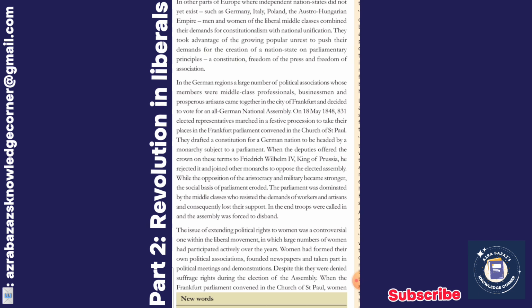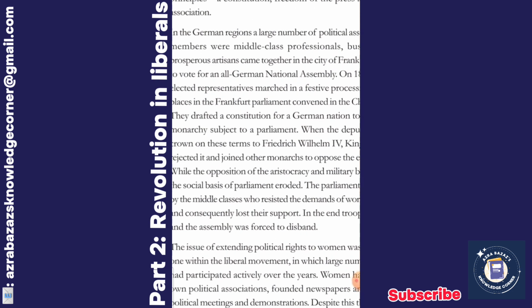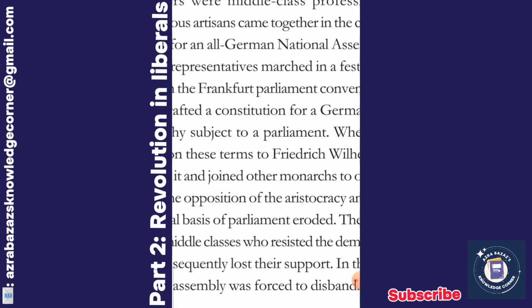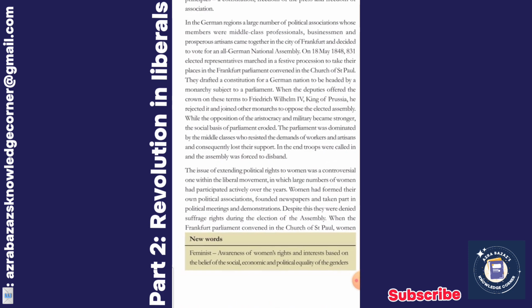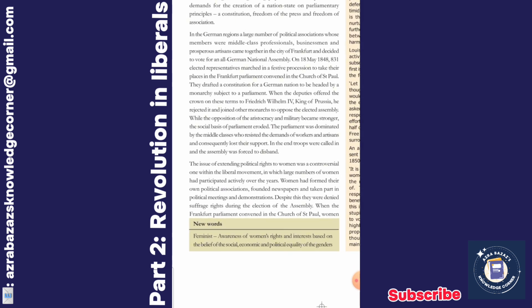Now, what was this constitution? Why was it so important? The constitution said that the monarch, if he had to take any decision, was subject to the parliament. Meaning, what does subject to the parliament mean? It means he could not take decisions on his own. He had to take the approval of the parliament. But when this constitution was given, Friedrich Wilhelm, the king of Prussia, rejected it, and he joined the other conservatives, that is the monarchs of the other countries, to oppose the assembly.